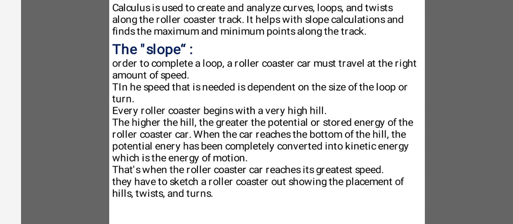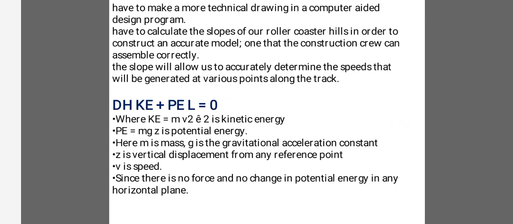They have to sketch a roller coaster out showing the placement of hills, twists, and turns. Then make a more technical drawing in a computer aided design program. We have to calculate the slope of our roller coaster hills in order to construct an accurate model, one that the construction crew can assemble correctly. The slope will allow us to accurately determine the speed that will be generated at various points along the track.